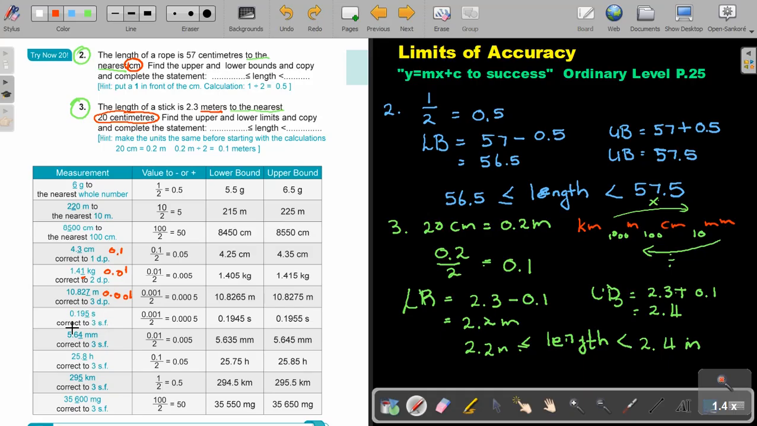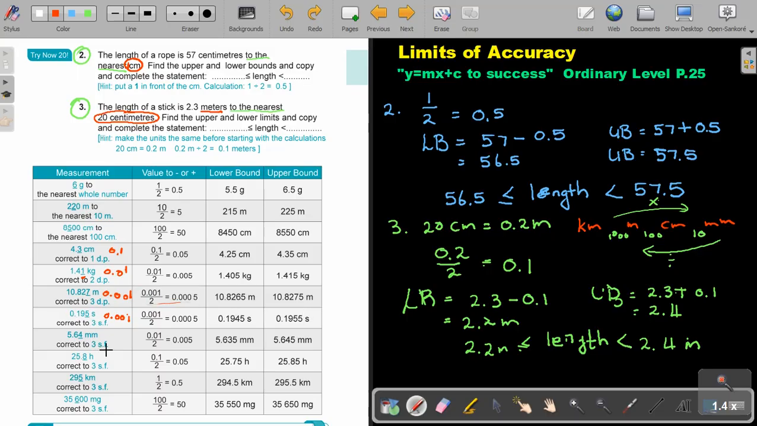This is your first, can you see? First significant figure is 1, second significant figure is 9, third one is 5. Underline it. Do exactly the same: put a 1 in that position and fill the rest of the positions with a 0. And then you divide that by 2. And again, subtract for the lower, add for the upper.